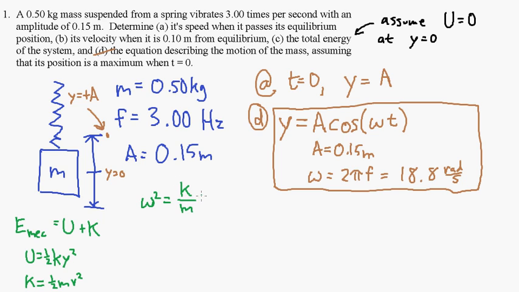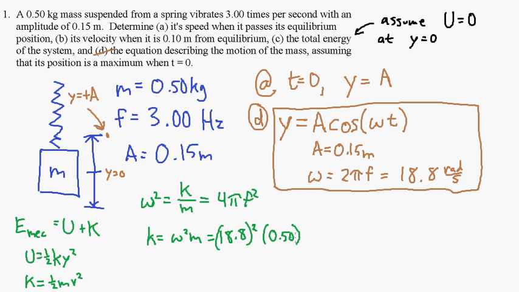And since this is omega squared, and omega, you'll recall, is 2 pi f, this is 4 pi squared f squared if you want to use it that way. But really, the way to do this then is k equals omega squared times m. And then omega is 18.8, so this is actually 18.8 squared.